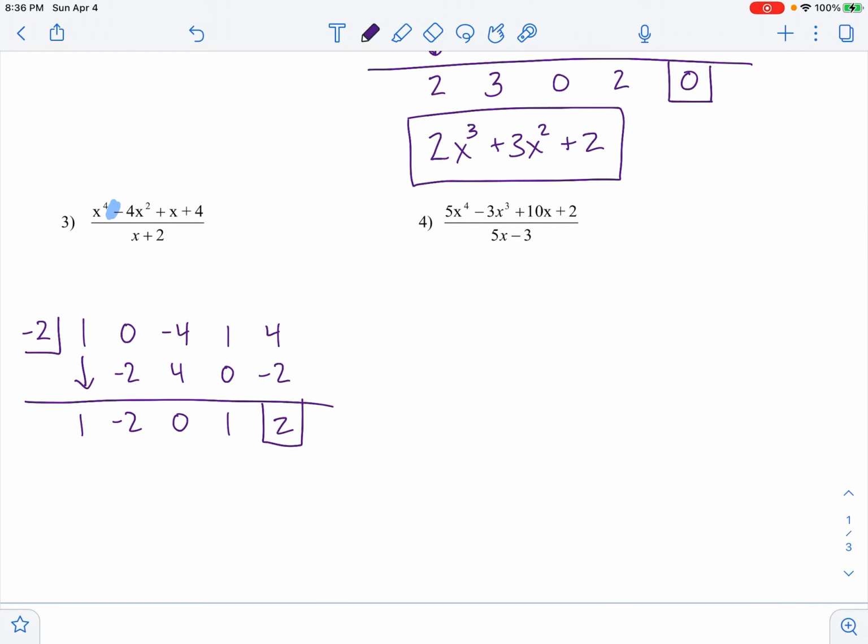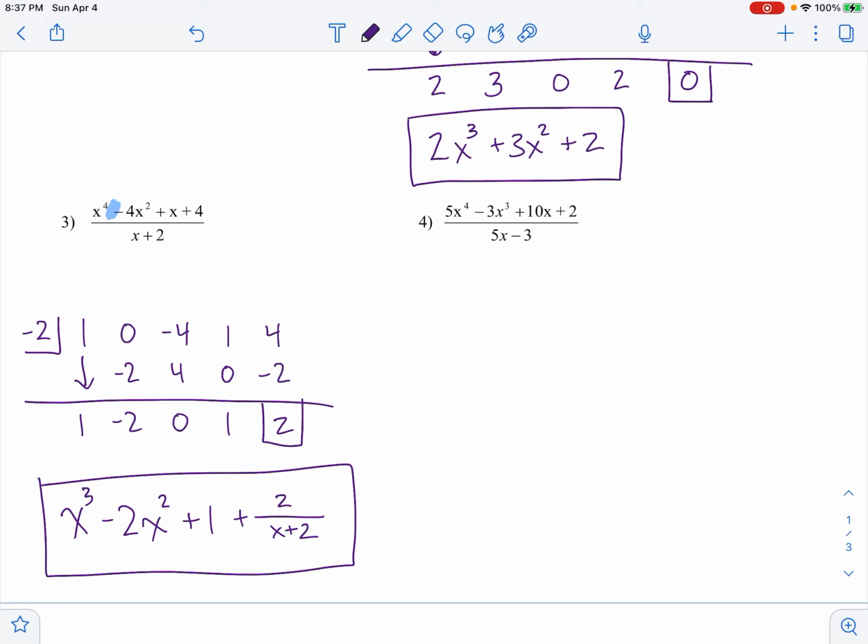Let's see what my answer is. I count down by 1, so now I have x cubed. So I have 1x cubed minus 2x squared. I have no x's. I have a constant of 1. And then my remainder, I still want to write over my divisor, so it's over x plus 2.